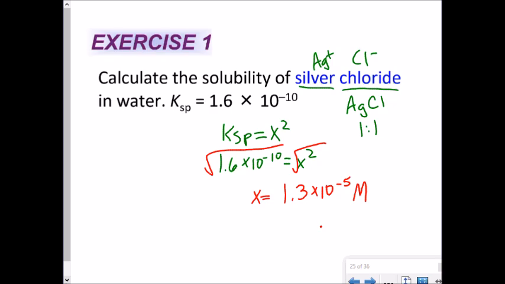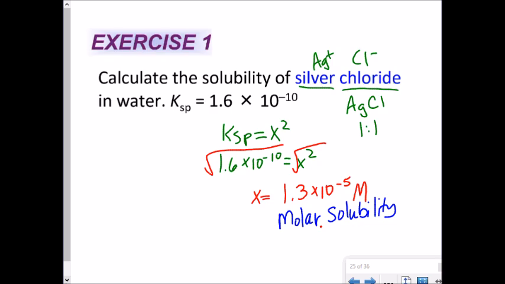If I dumped more than that, the crystals would start to fall to the bottom. Okay? So that's the saturation point, that equilibrium point where it starts falling to the bottom. This is the molar solubility. So we just calculated the molar solubility.